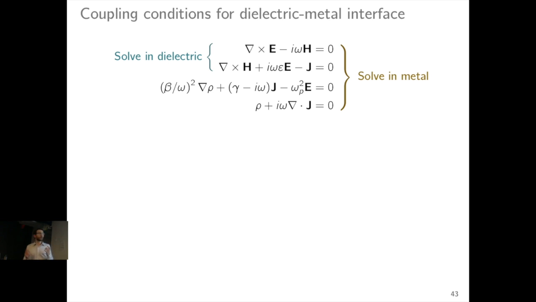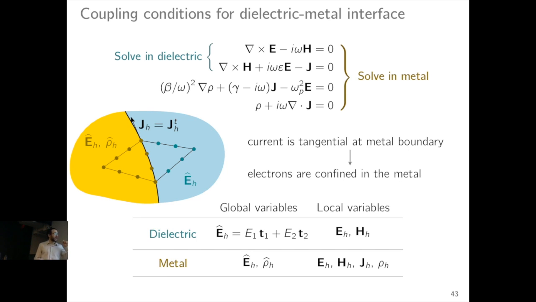In terms of additional boundary conditions, we need to prescribe that the electric current is tangential at the metal interface, and physically this means that the electrons cannot escape the metal, that the electrons are confined within the metallic volume. In terms of degrees of freedom, as you can imagine, now we're going to have a lot more. For the global variables, in addition to the two components of the tangential electric field E hat, now we have an extra component, this rho hat, which are the traces of the induced electron density on the global faces. And since we go from 2 components in the dielectric to 3 components in the metal, these simulations are going to be more expensive.